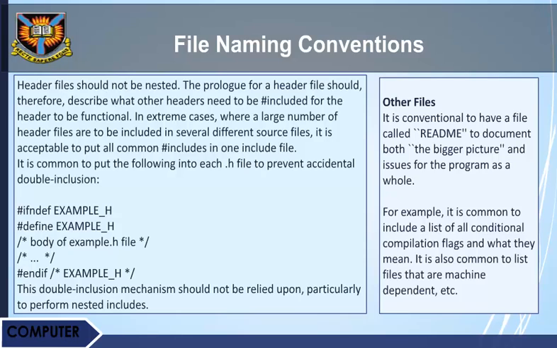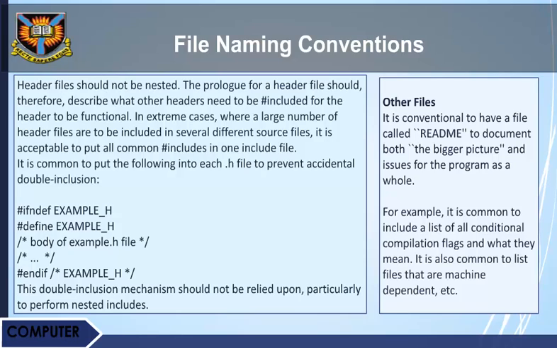It is common to put the following into each .h file to prevent accidental double inclusion: #ifndef EXAMPLE_H, #define EXAMPLE_H, /* body of example.h file */, #endif /* EXAMPLE_H */. This double inclusion mechanism should not be relied upon, particularly to perform nested includes.